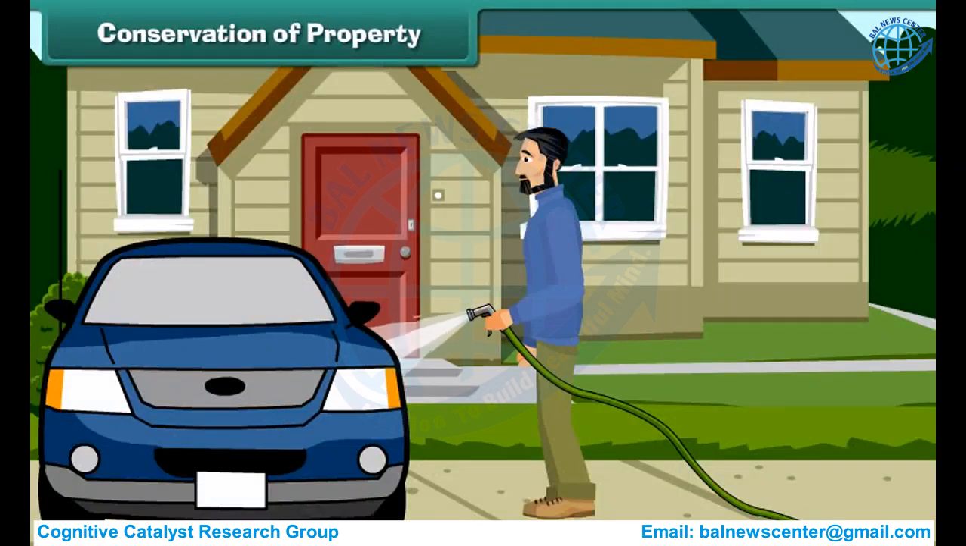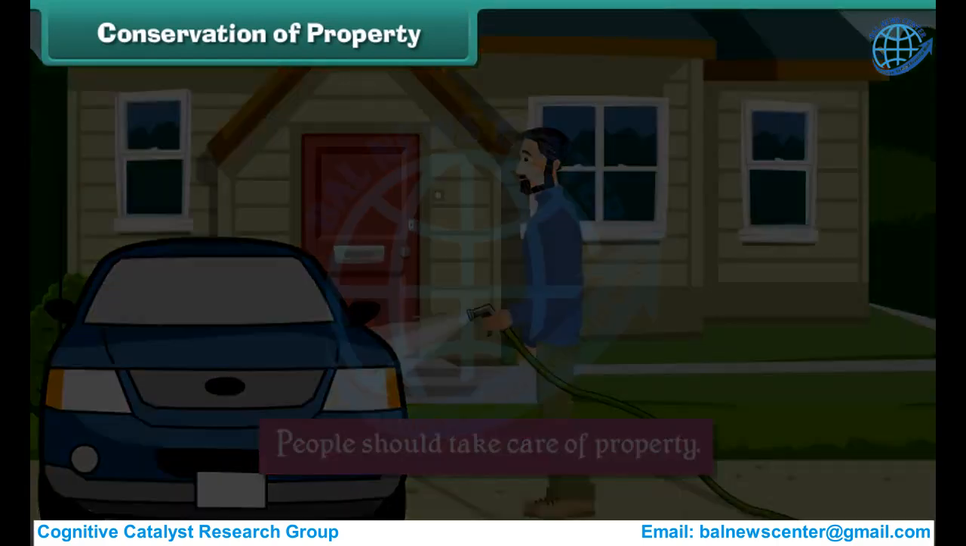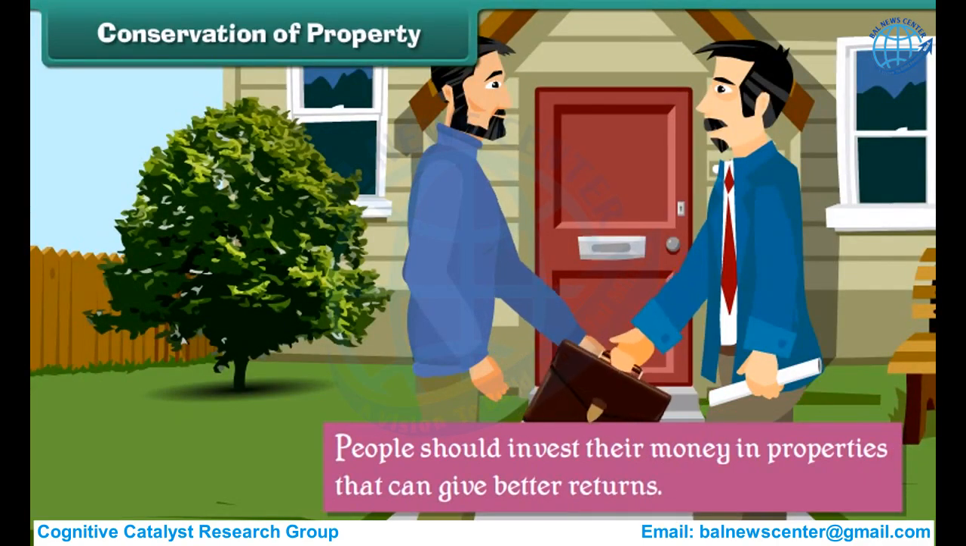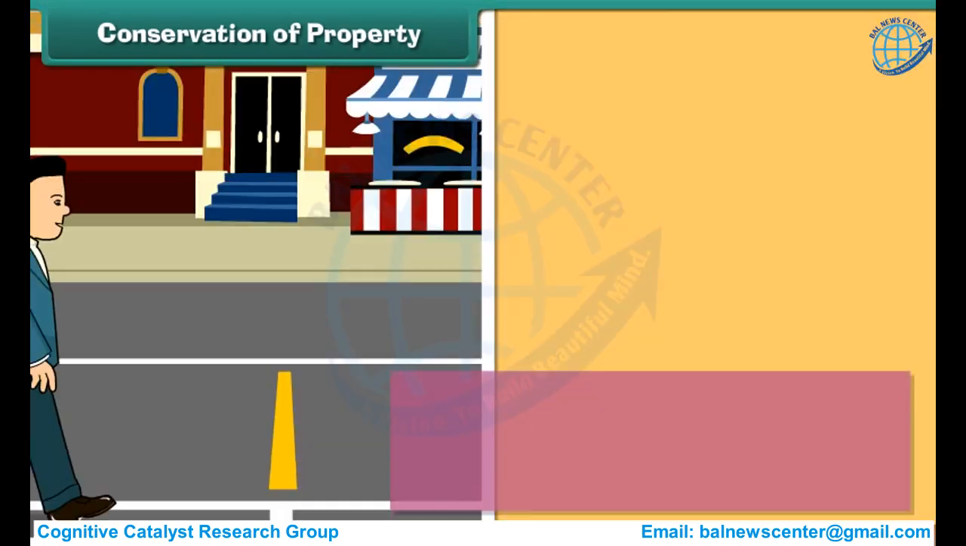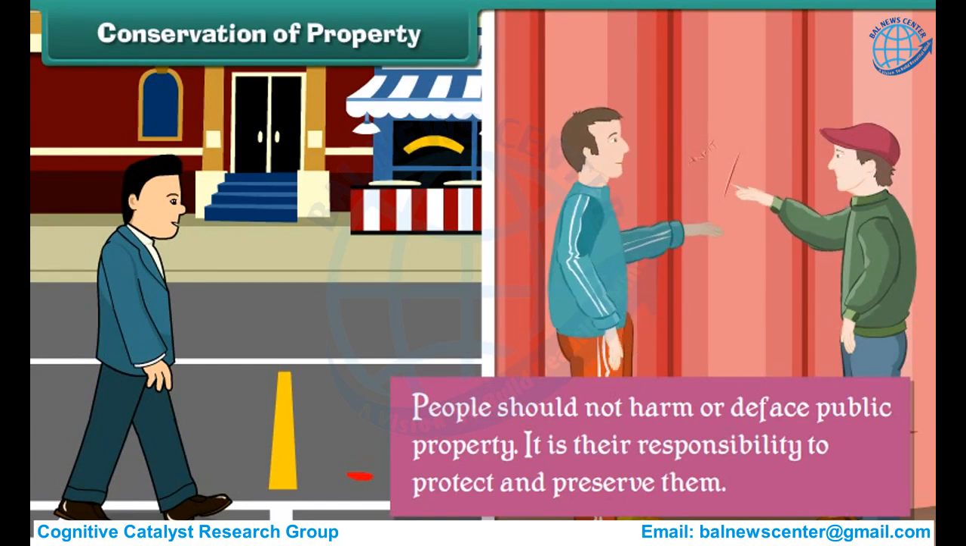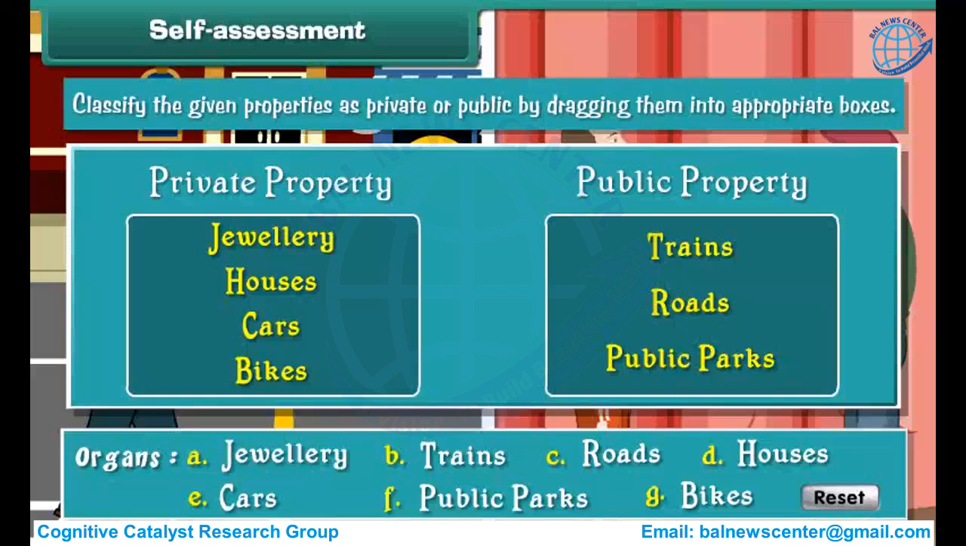Conservation of property. People should take care of property. People should invest their money in properties that can give better returns. People should not harm or deface public property. It is their responsibility to protect and preserve them. Let's now check what you have learned. Classify the given properties as private or public by dragging them into appropriate boxes.